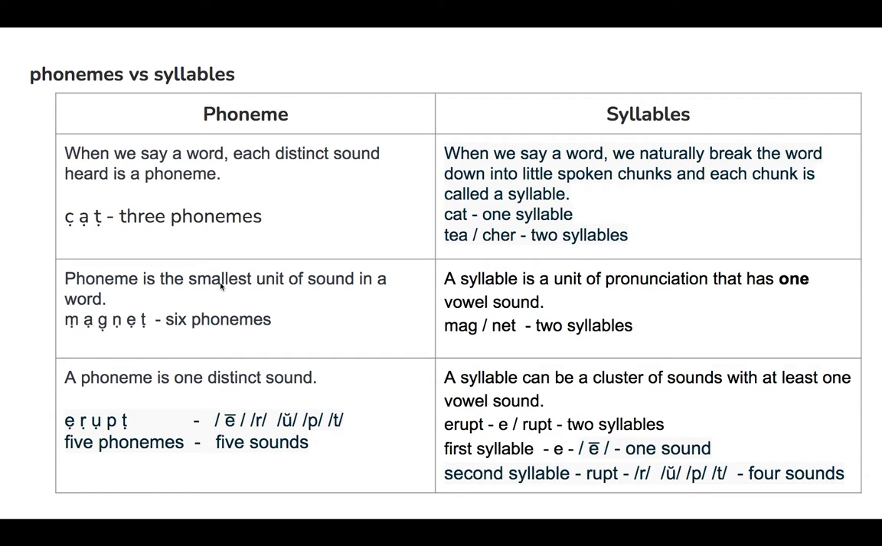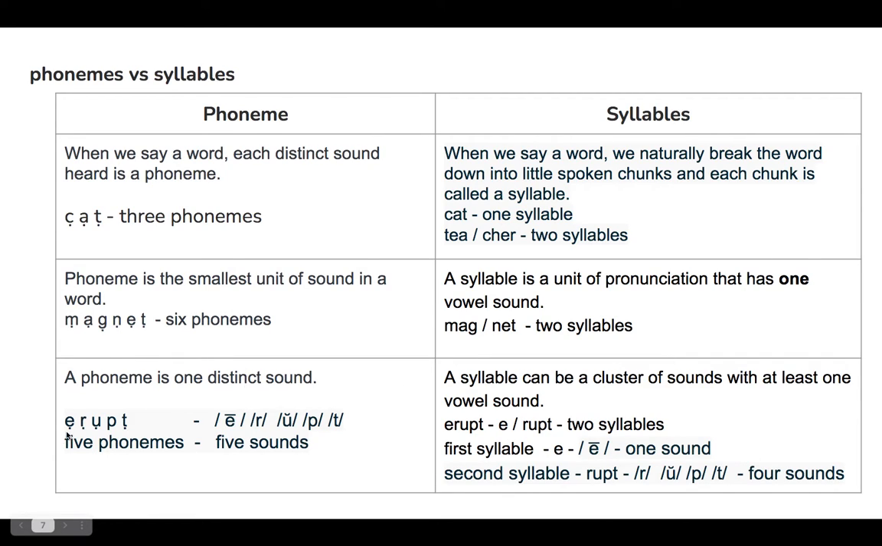A phoneme is the smallest unit of sound in a word. So the word magnet will have 6 phonemes, whereas a syllable is a unit of pronunciation that has one vowel sound. So the word magnet will have 2 syllables. A syllable could be further split down into phonemes. A phoneme is one distinct sound.